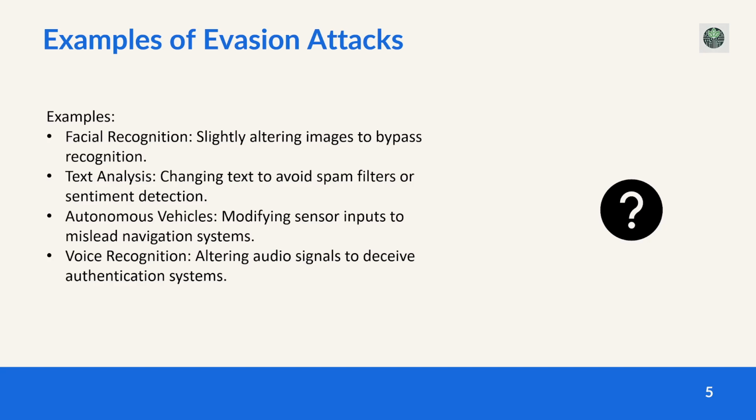Autonomous vehicles are another area where evasion attacks can cause real harm. Modifying sensor inputs can mislead vehicle navigation systems, causing them to make unsafe decisions. Finally, in voice recognition systems, attackers can alter audio signals in subtle ways to bypass authentication, gaining access without the system realizing it is being deceived.